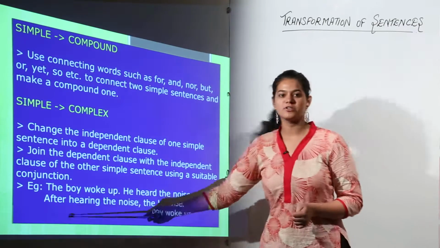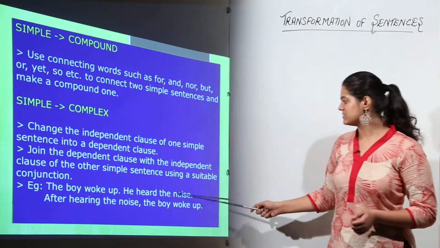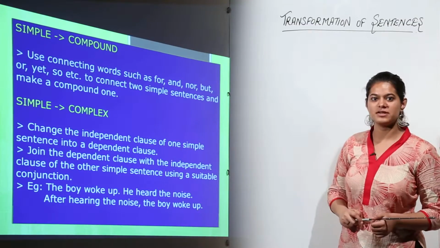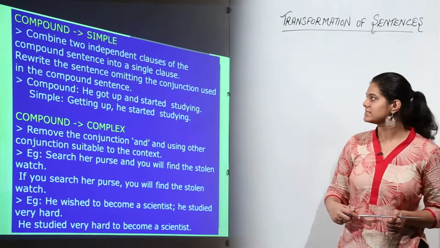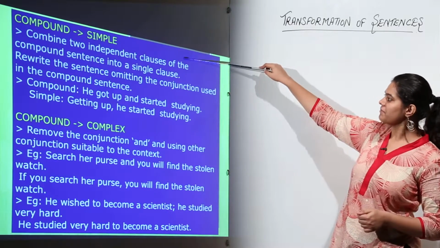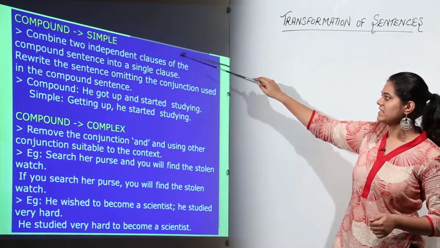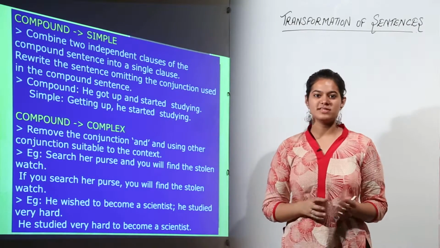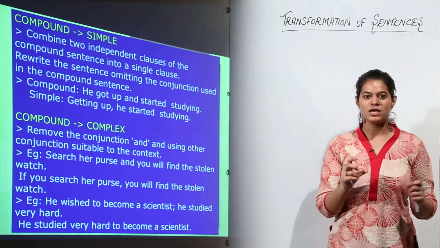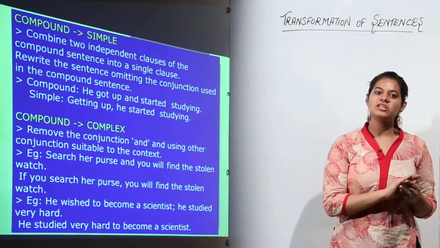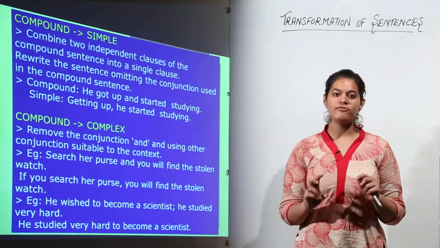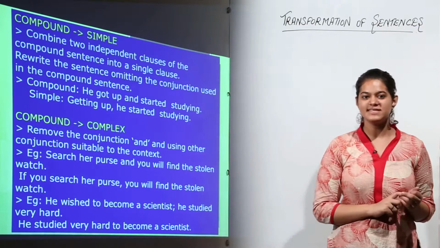So, after a conjunction has been used and the second sentence has been made into the dependent clause, now let us look at the transformations of the compound sentence. First, compound to simple. Basically we see that in the compound sentence some conjunction has been used to put together two independent sentences, right. So, when we remove that conjunction, we would obtain two separate independent sentences.